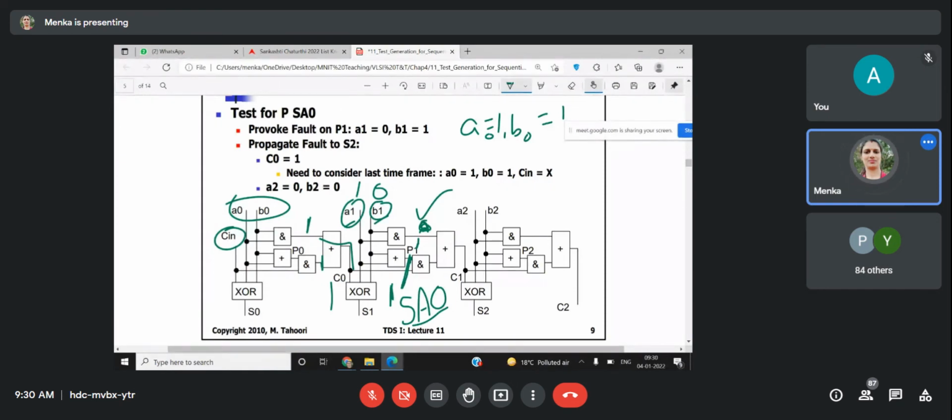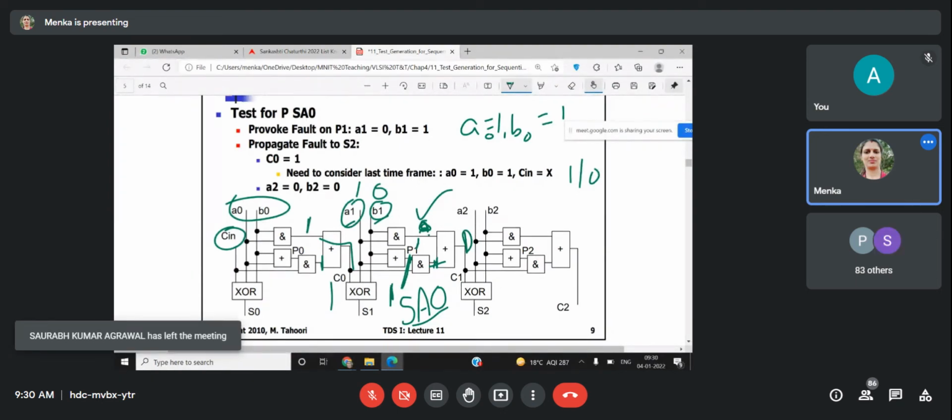So stuck at 0 is activated when I push 1 over here. This 1 is actually the faulty one. See, it was stuck at 0, so actual was 1 and faulty is 0. So I can say D. D is getting propagated through this, and since this was 0, I am getting D here. Did you understand? Yes, ma'am.